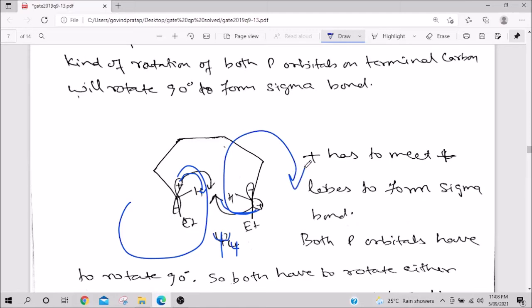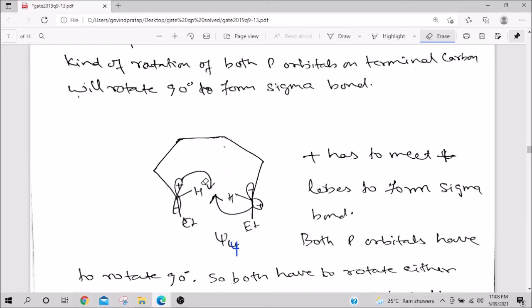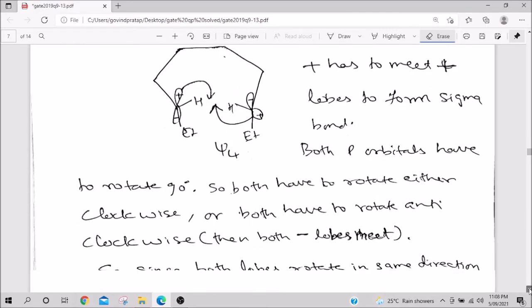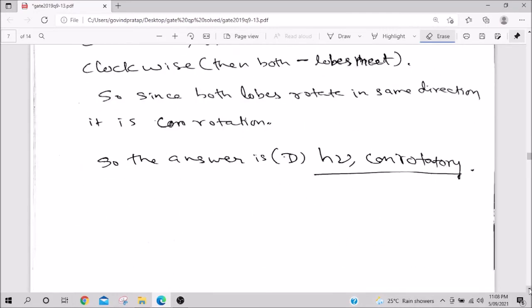So, that is why under photochemical condition, a 4n plus 2 system goes conrotatory, and here we got that product, fine. So, the answer was D, which is photochemical conrotatory.